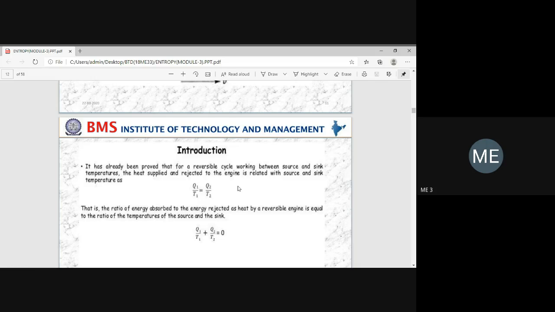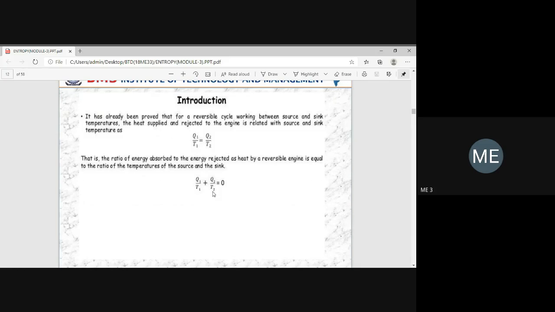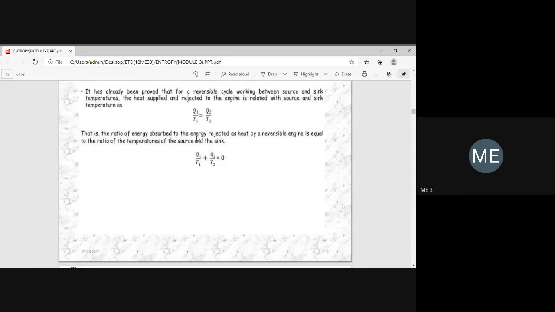Okay, so whenever the engine works between two thermal reservoirs, one source and one sink, then Q1 by Q2 equals T1 by T2, or we can write Q1 divided by T1 equals Q2 divided by T2. According to the sign convention, the heat added is taken as positive and the heat rejected is taken as negative. So we can take the negative magnitude on the RHS: Q1 divided by T1 equals minus Q2 divided by T2. Shifting the RHS term to the left-hand side, we can write Q1 by T1 plus Q2 divided by T2 equals 0. This is for one Carnot cycle.